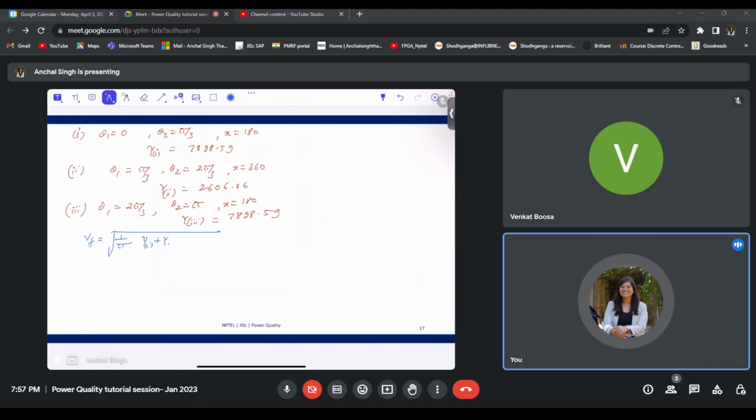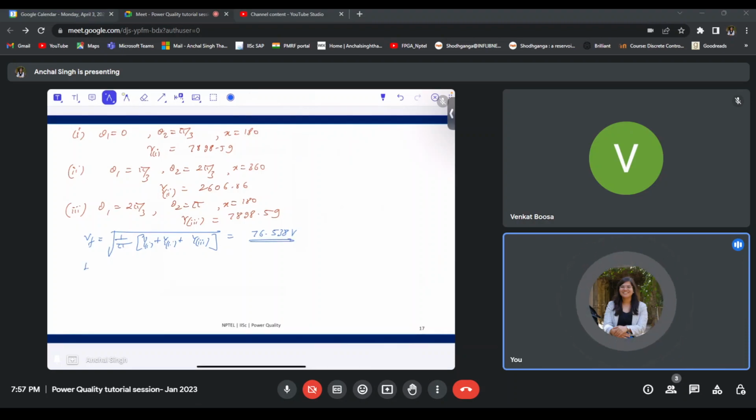Now we know that the expression of Vf is equal to 1 by pi under root of y1 plus y2 plus y3. When you add all these three, divide by pi and take the square root, the quantity comes out to be approximately 76.538 volts. Okay, and this is Vf.